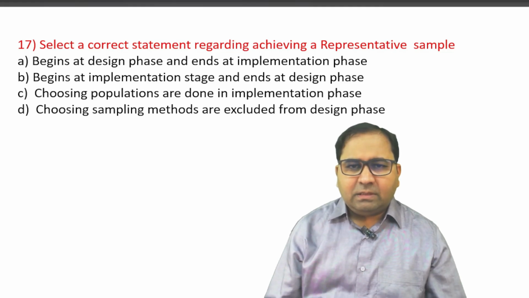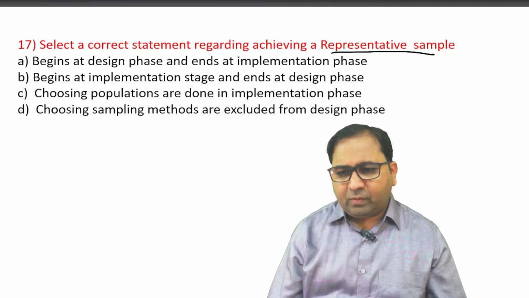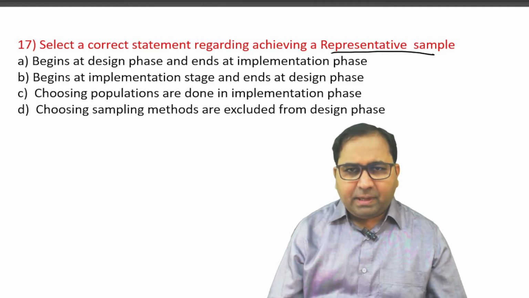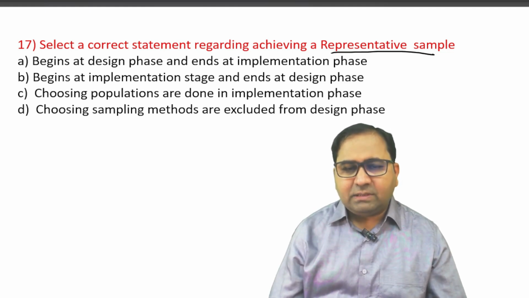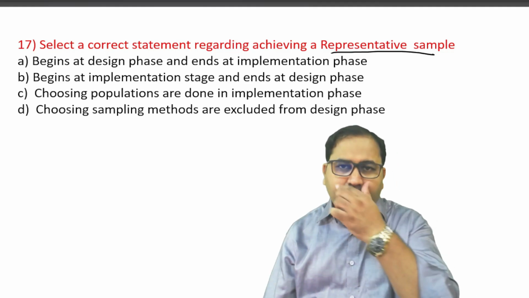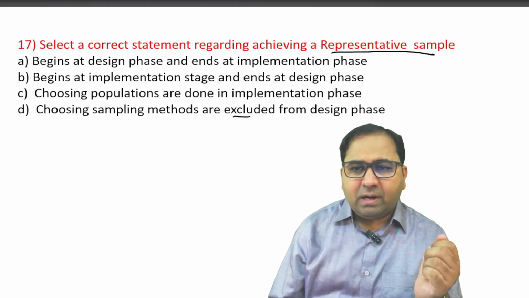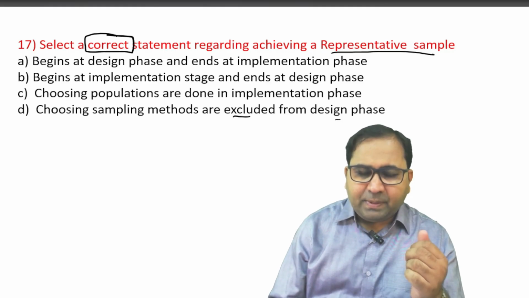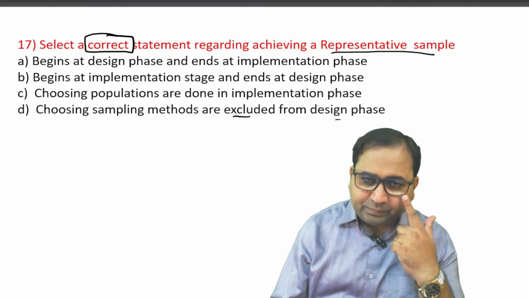Next question. Select a correct statement regarding achieving a representative sample. Now the options are A. Begins at the design phase and ends at the implementation phase, or B. Begins at the implementation phase and ends at the design phase, or C. Choosing populations is done in the implementation phase, or D. Choosing the sampling methods is excluded from the design phase. So they have said to select a correct statement. That means all the other three statements are wrong, only one statement is correct. So what is the correct statement?